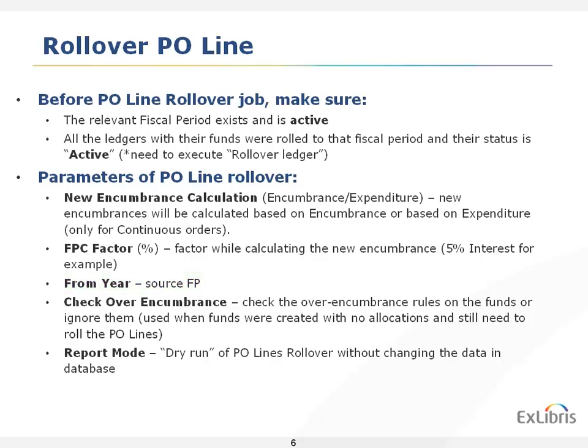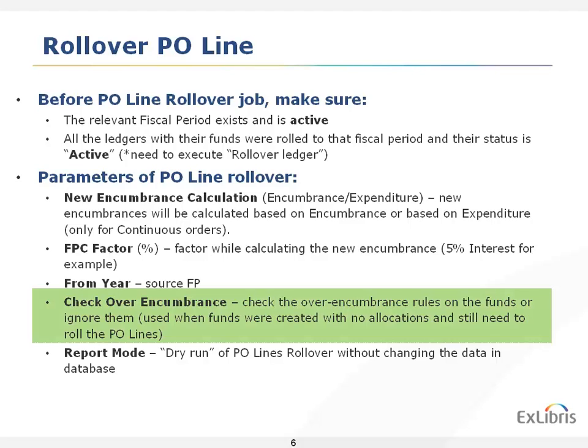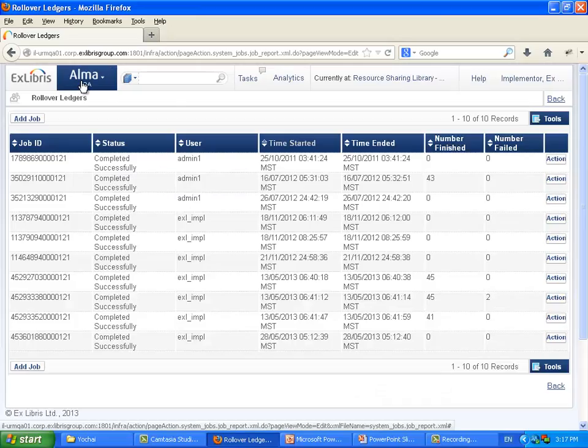Now we added two new checkboxes. One of them is check over encumbrance. Check over encumbrance by default is true, and this means that when the PO line is rolled, Alma checks that the fund, the allocated fund, has enough money, and if it's not, it goes and checks for the over encumbrance rules.